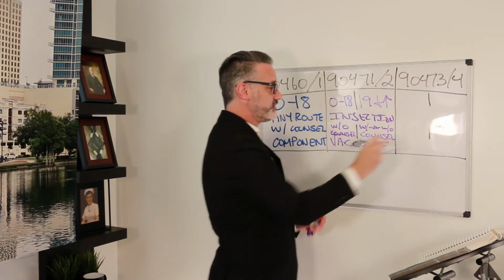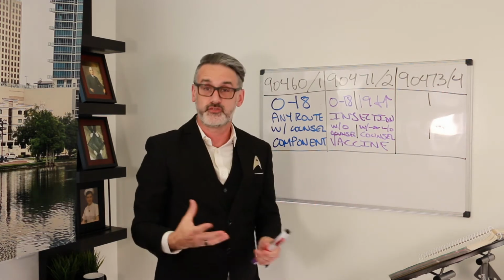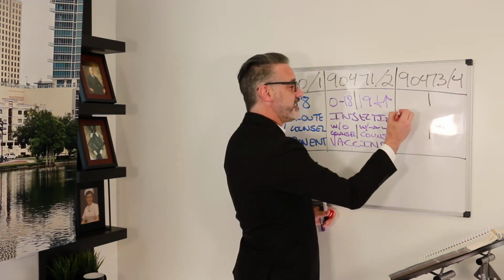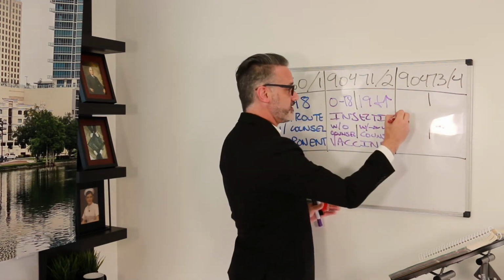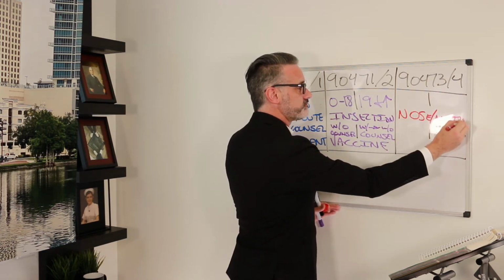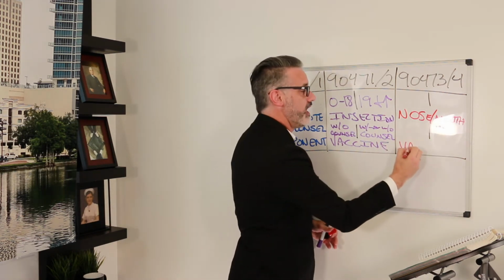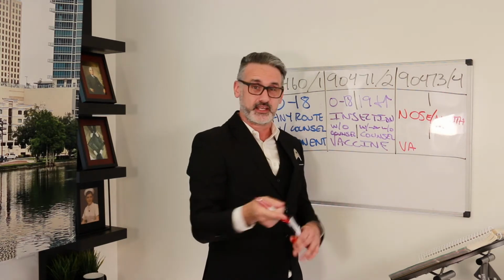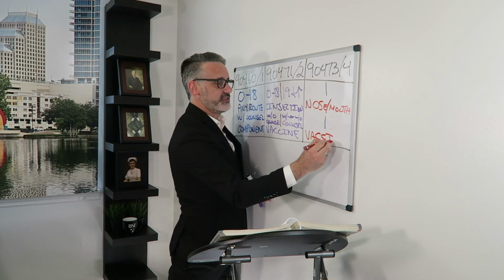So I've already put my two little differences there. The difference is 90473 and 90474, instead of having an injection, the patient is either getting a squirt through the back of their mouth or squirt up their nose. So I'm just going to simply put nose or mouth, doesn't matter which one. And it's still per vaccine. And I'll explain in a moment what the difference is between the component and vaccine, because they're not the same thing. So still vaccine on the third set.